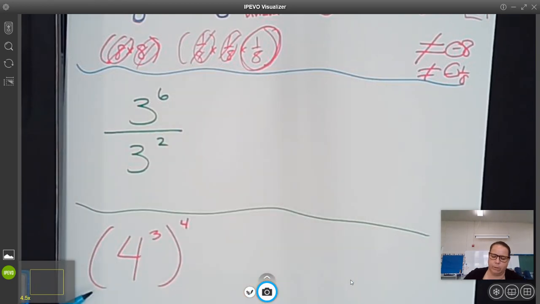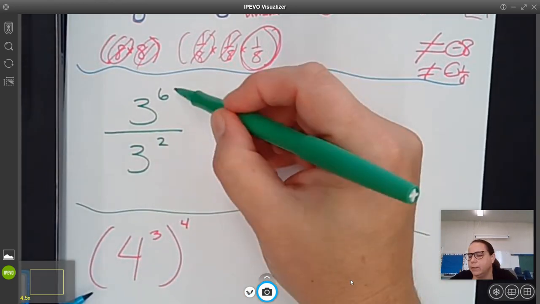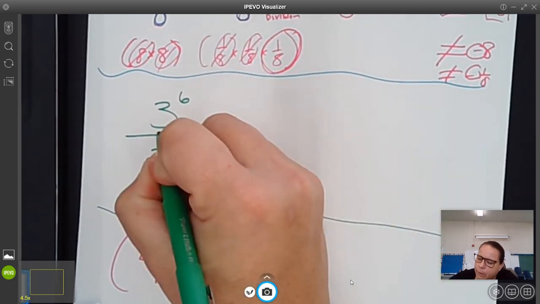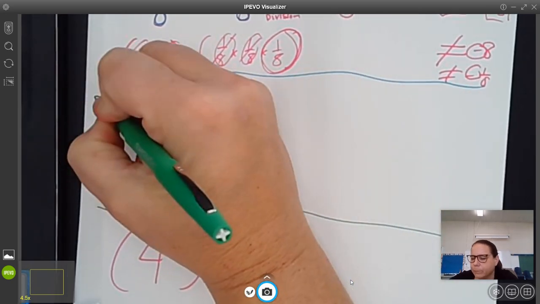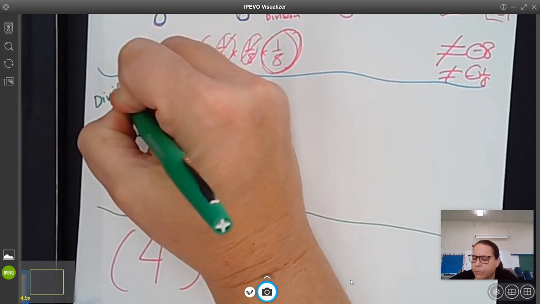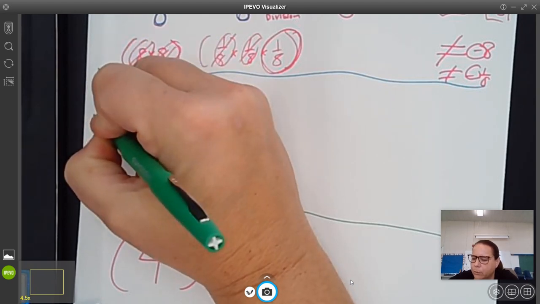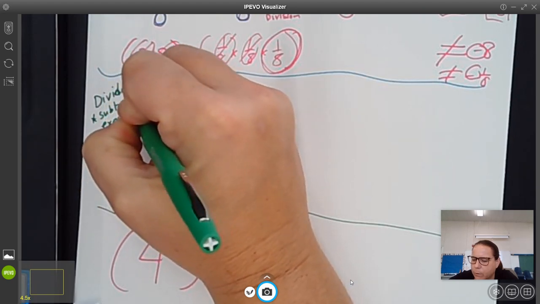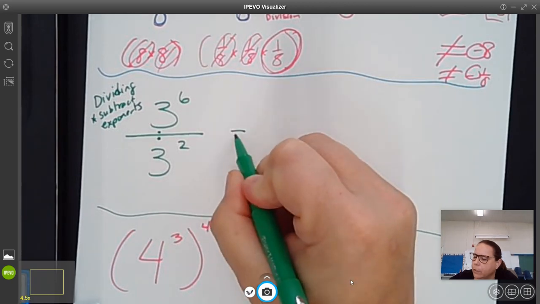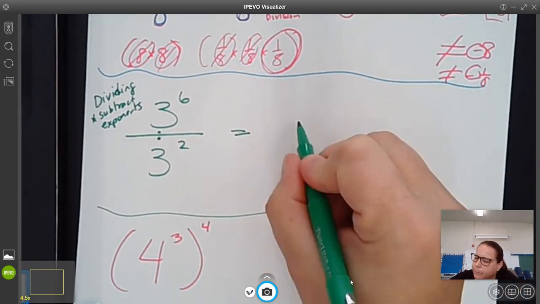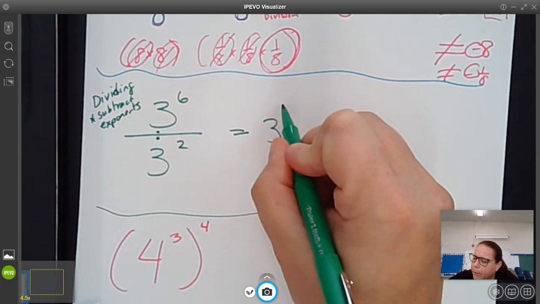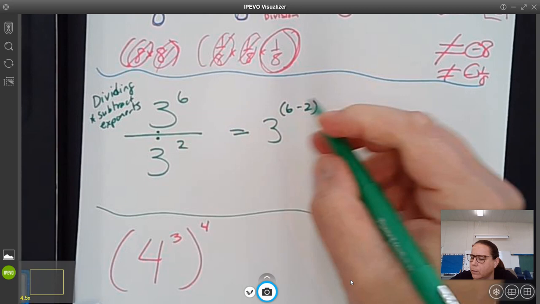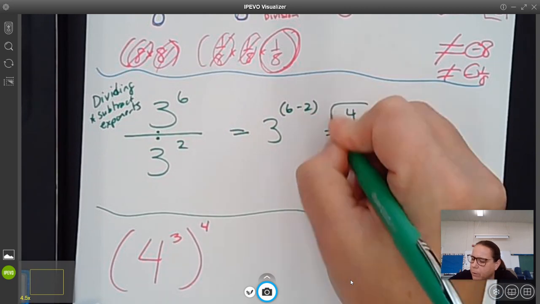Same thing with this. For me, the easiest is to think to myself, dividing with the same base. Remember, this is division. So if you're dividing, the rule is to subtract the exponents. And so what this is going to look like is 3, and then the exponents are 6 minus 2. So you subtract the bottom exponent from the top exponent. So this would be 3 to the 4th.